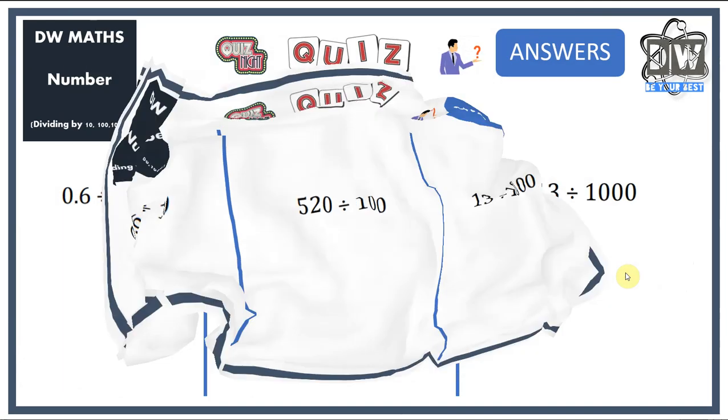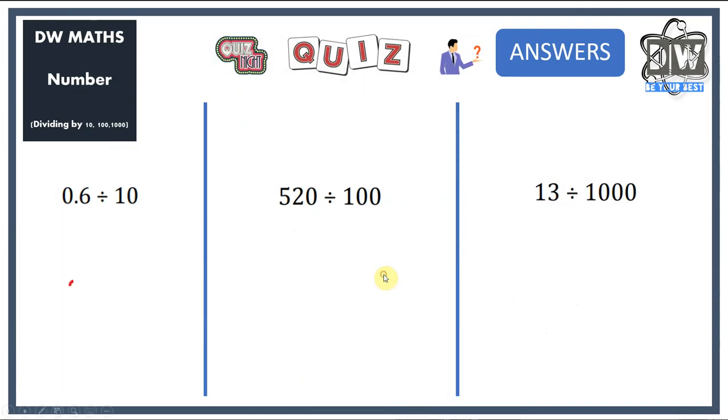Time for the answers now, everyone. So let's go through the first one. We can see there that we moved it 1 space to the left because it's dividing by 10. On the second one, we moved it 2 spaces to the left. Okay, and we end up with 5.2.